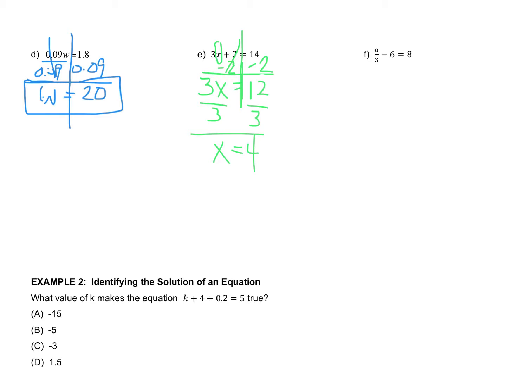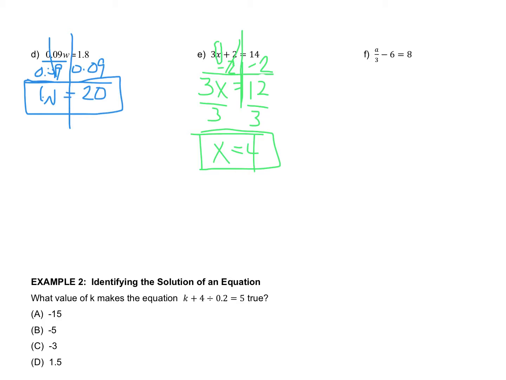And again, I can check that. If I plugged in the x as a 4, then I would follow my order of operations like normal. 3 times 4 is 12, plus 2. Is it 14? Yes, 12 plus 2 is 14, so I know I have the right answer.